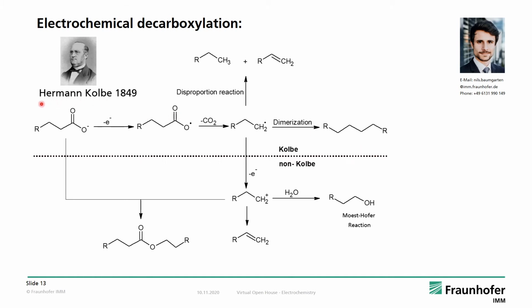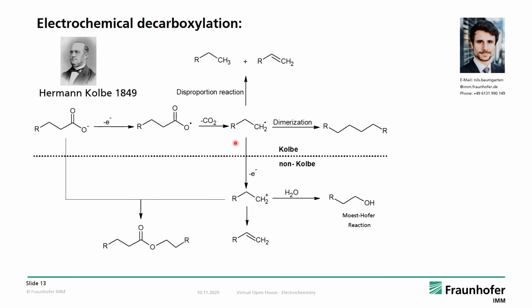That means we have the oxidation of a carboxylate or a fatty acid to a radical. This radical decomposes immediately via decarboxylation to an alkyl radical, which then dimerizes to the desired hydrocarbon. It is also a possibility that we have a disproportionation reaction leading to an alkane and an olefin.